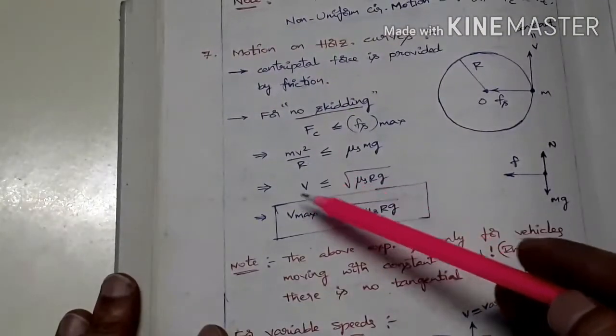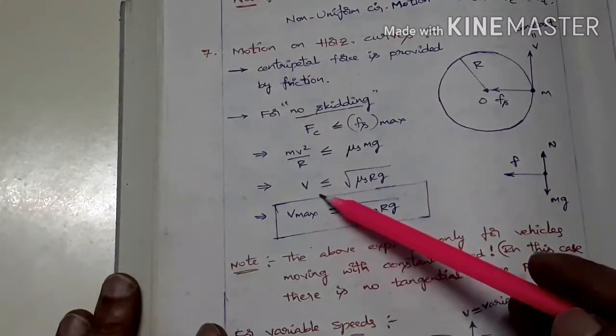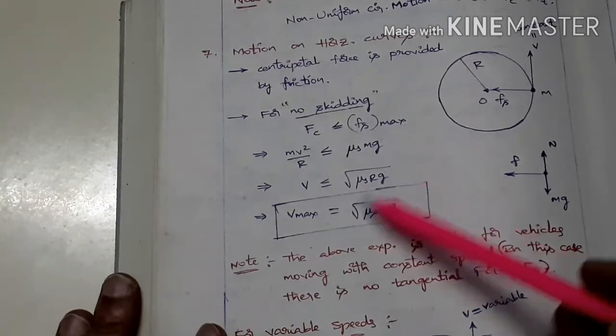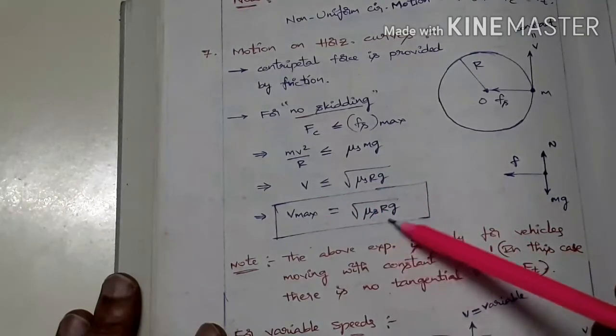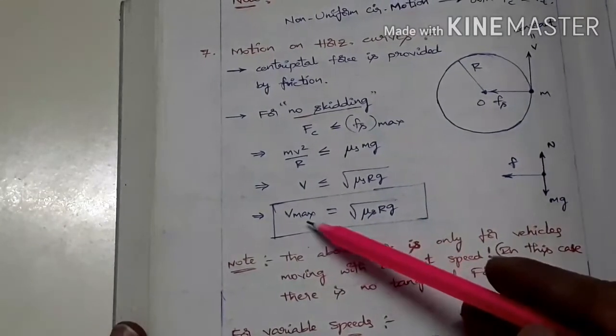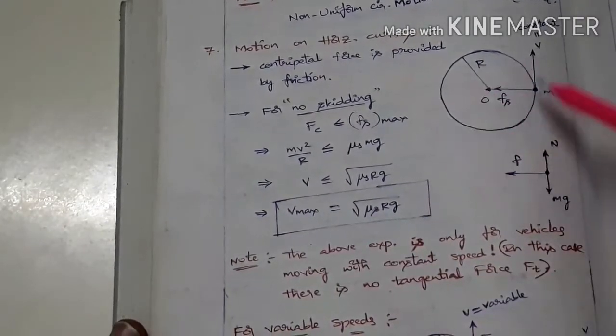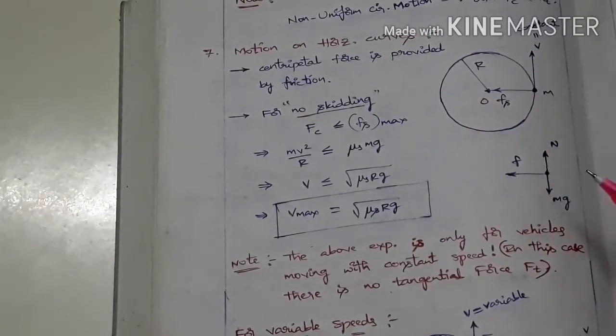Therefore, from this, v is less than or equal to root over mu s rg. So v must be less than or equal to this much value. This is the maximum value of v. So v max equals root over mu s rg. This is the safe maximum value of velocity with which a particle can move on a horizontal circular track, at a constant speed.